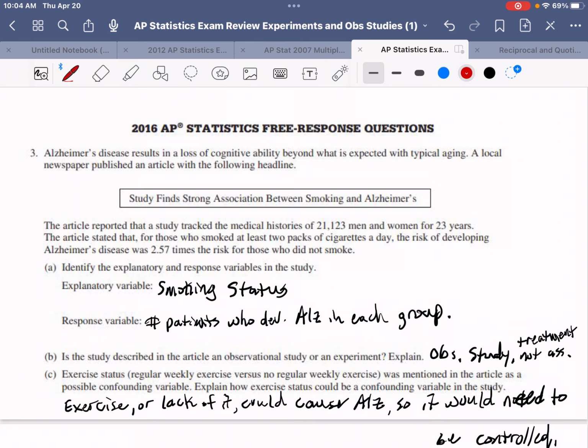Exercise status was mentioned in the article as a possible confounding variable. Explain how exercise status could be a confounding variable. Exercise or lack of it could cause Alzheimer's differences in the groups. So that would need to be controlled. In other words, exercise could be associated with Alzheimer's, not just smoking could be associated with Alzheimer's. So if you don't control the other one, then that could ruin the experiment.